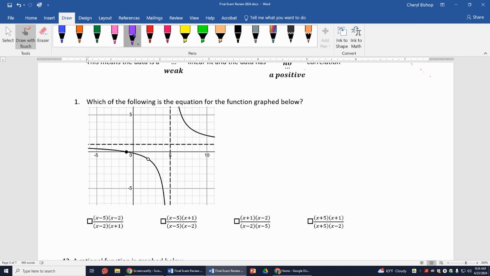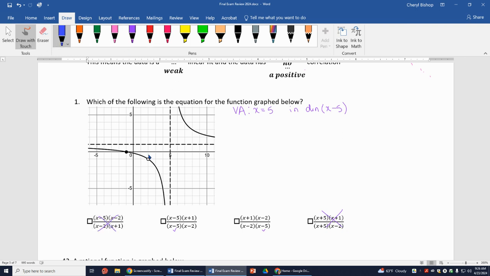When I look at this graph, I can see that I have a vertical asymptote at x equals 5. That means in the denominator, I should be looking for x minus 5, where if I put a 5 in there, I get a 0 in the denominator because you can't divide by 0. So that makes me have an asymptote. So I need an x minus 5 in the denominator, which means I can rule this one out and I can rule this one out.